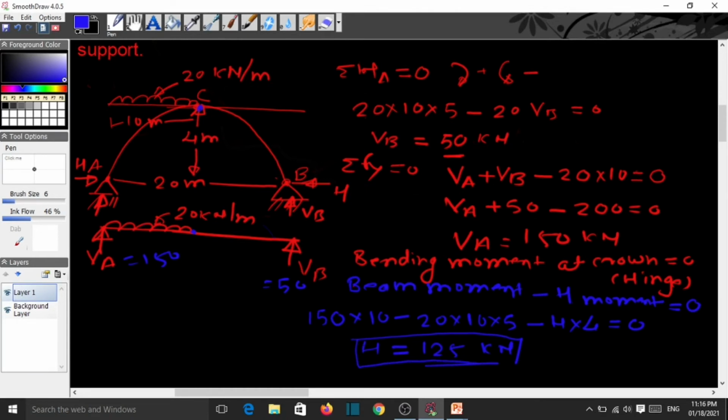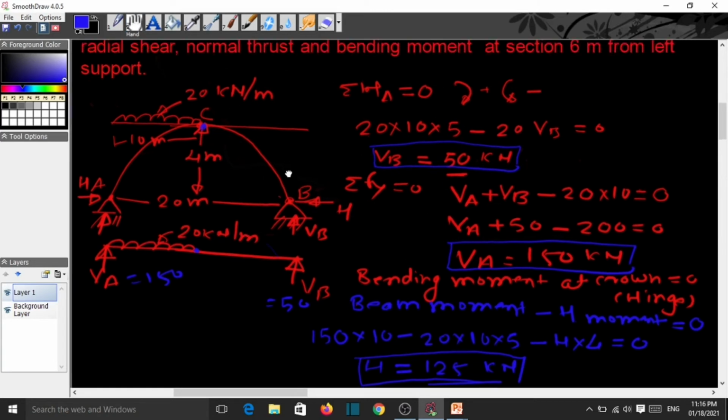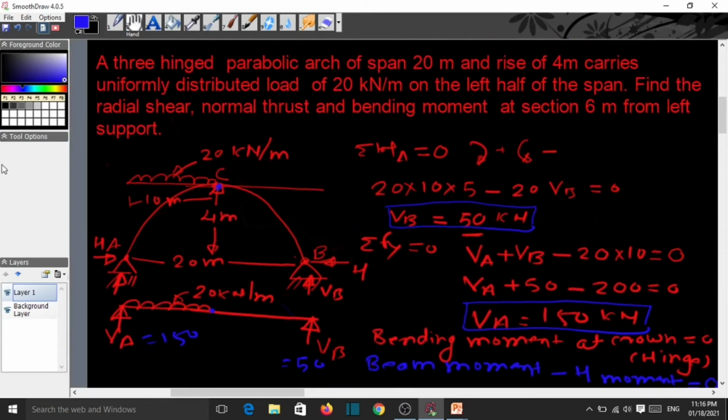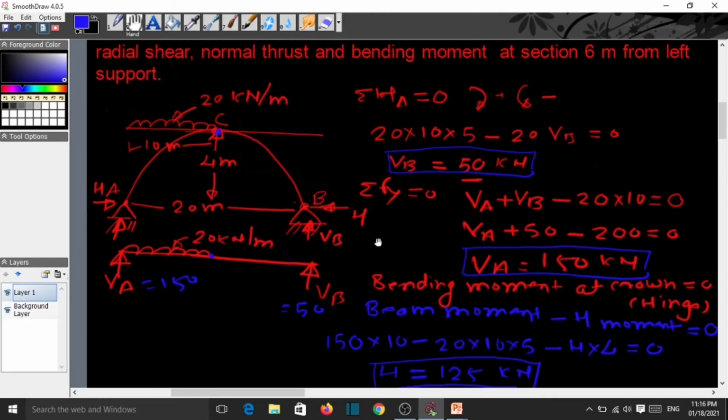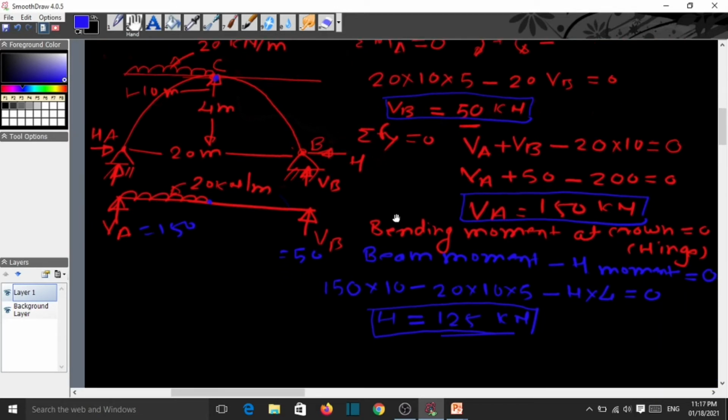Then here VB, then this VA. Now next, our aim is to find what is given: the radial shear, normal thrust and the bending moment. So now we calculate the normal thrust.